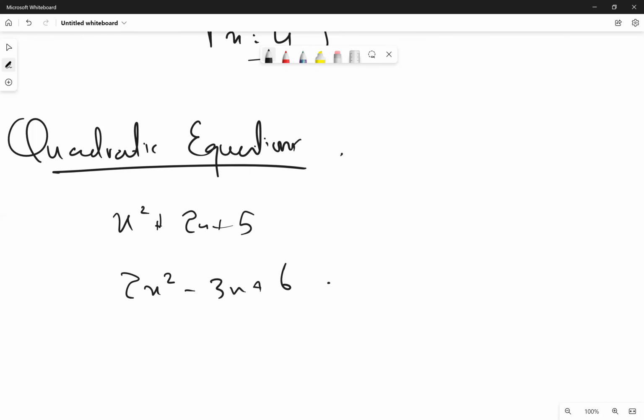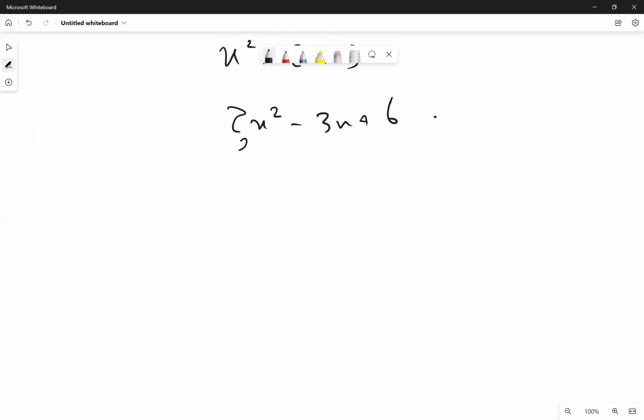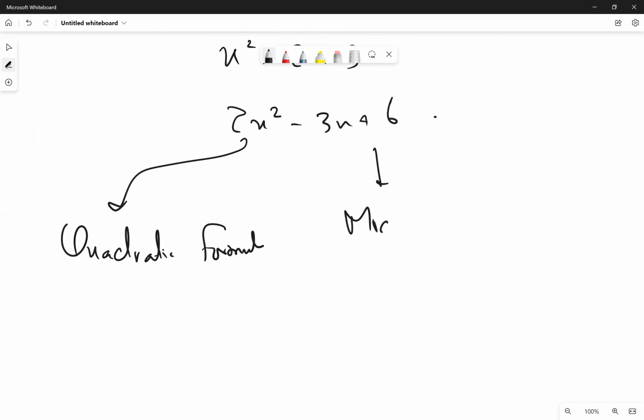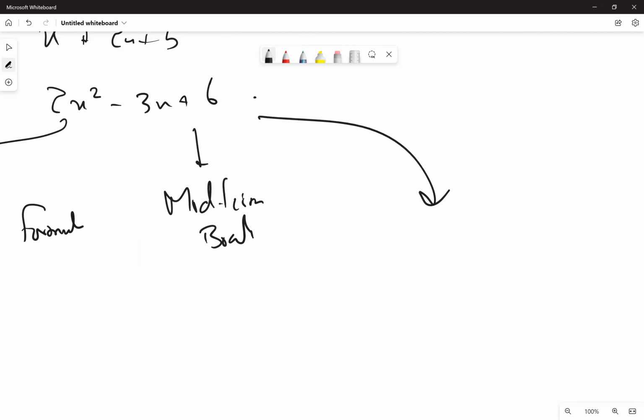There are 3 ways of solving a quadratic equation. Number 1 is the quadratic formula. Can anybody tell me the quadratic formula? The second is the middle term break. And the third method of solving a quadratic equation is completing the square.